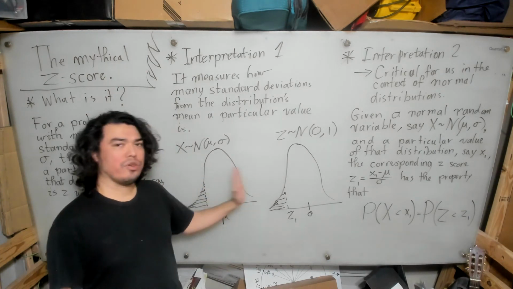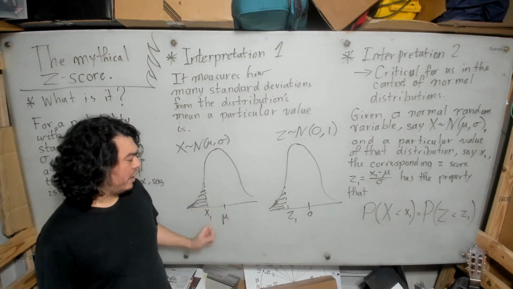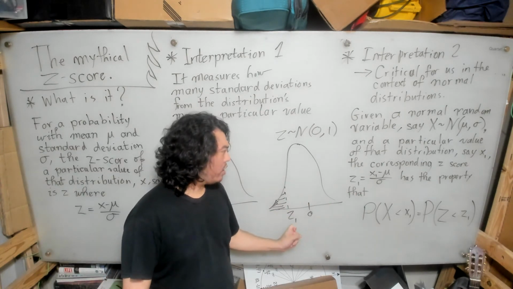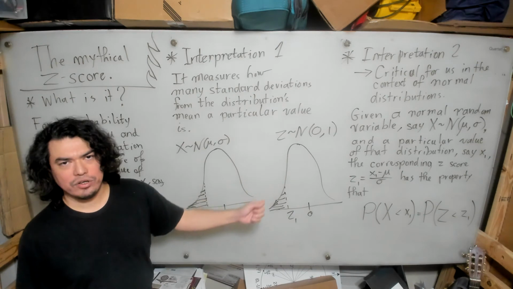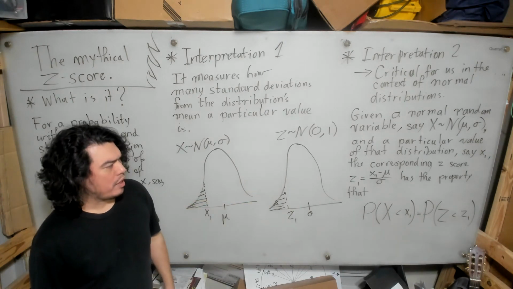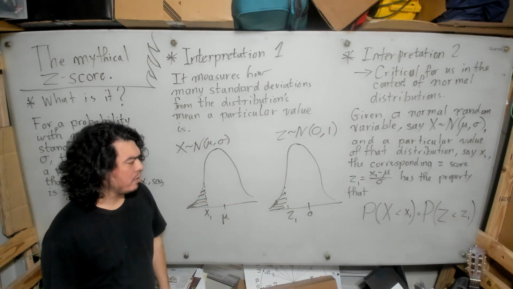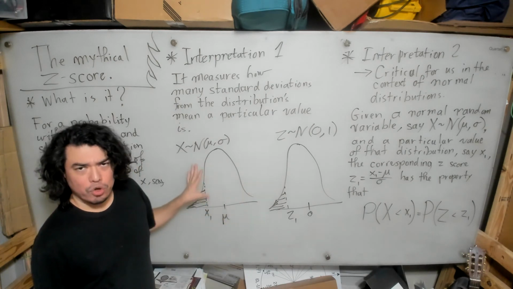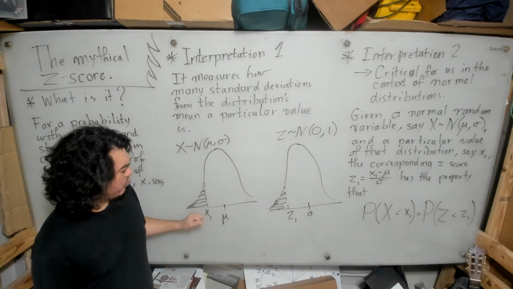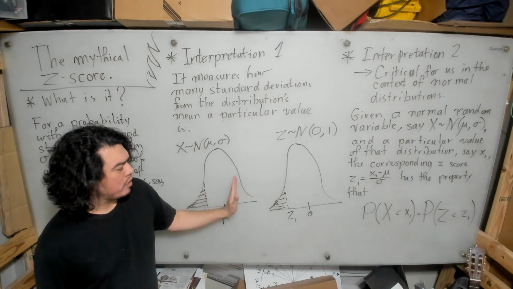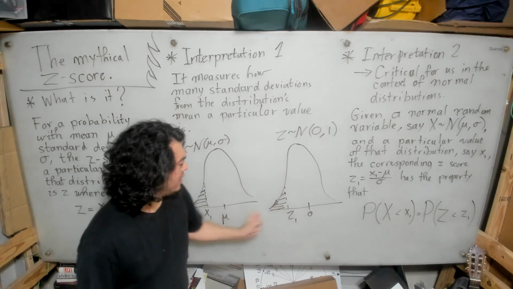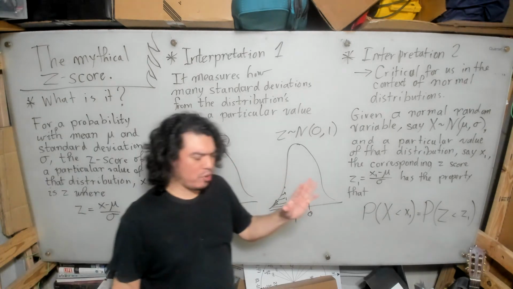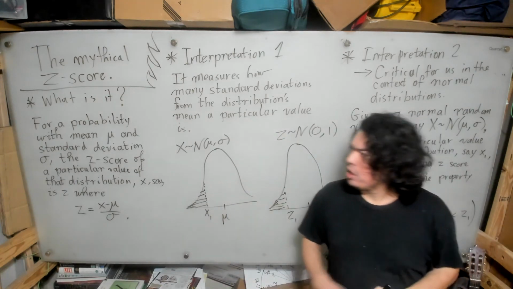And of course, the area to the right of the x1 in the original distribution will be equal to the area on the right of the z1 on the standard normal distribution. That one is easier to see, because the area under the whole normal curve is 1. If you subtract this piece, you can see that that area is the same as that area because these areas match. But anyway, the most important part I want you to take away from this is the following.